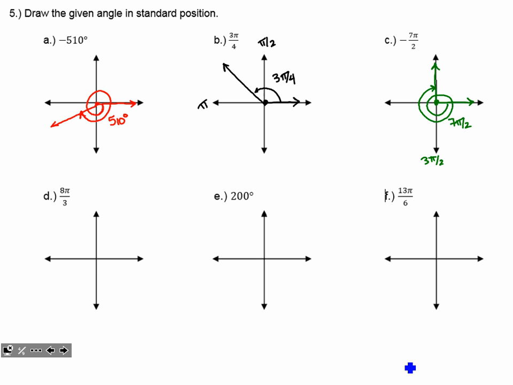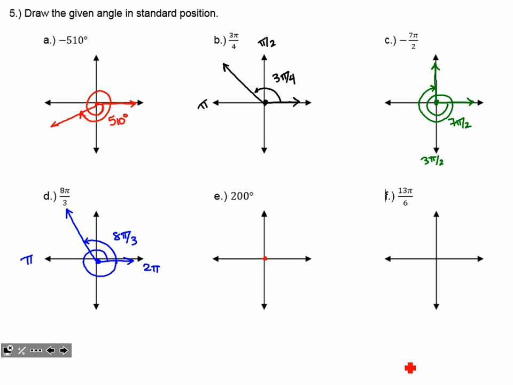Letter D, 8 pi over 3, same idea. If this is pi radians and a full circle would be 2 pi, well, 2 pi would be 6 pi over 3 if I got a common denominator. So there's 6 pi over 3. Then I want to go 2 more thirds of the way to another pi. There's my terminal side. 8 pi over 3 radians measured in the positive direction.